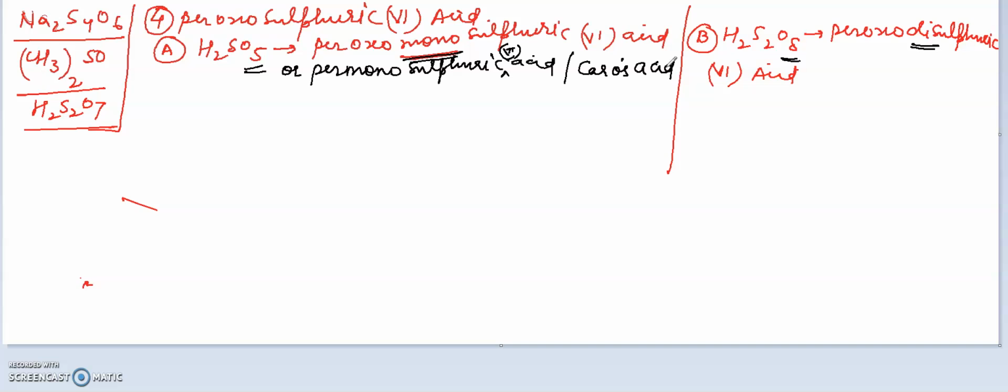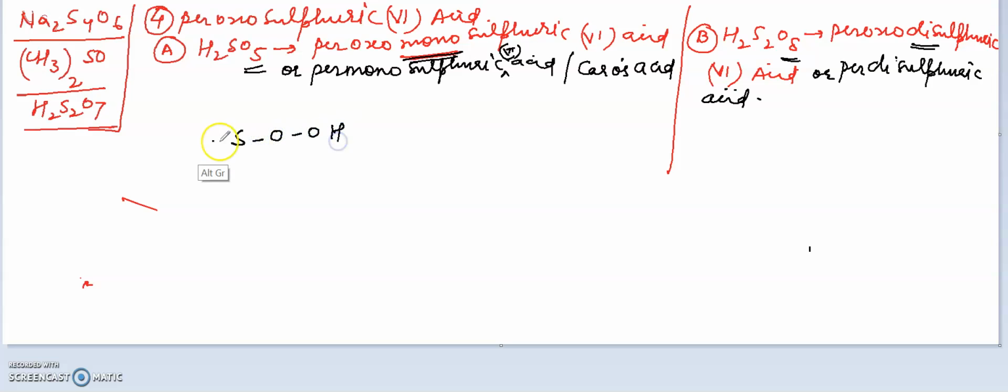And what about the peroxodisulfuric acid? It is also known as perdisulfuric acid. See the structure of H2SO5. This is a structure, so we should be good in chemical bonding or in structures, then only we can handle all this.